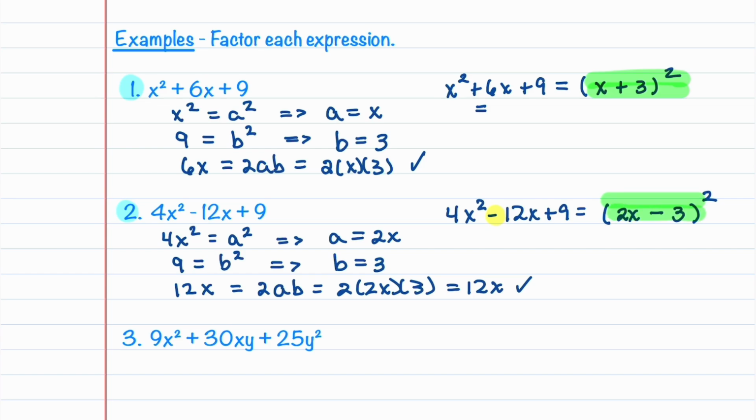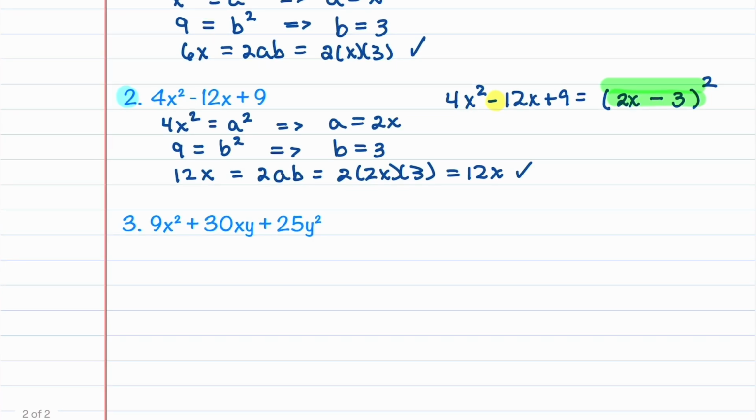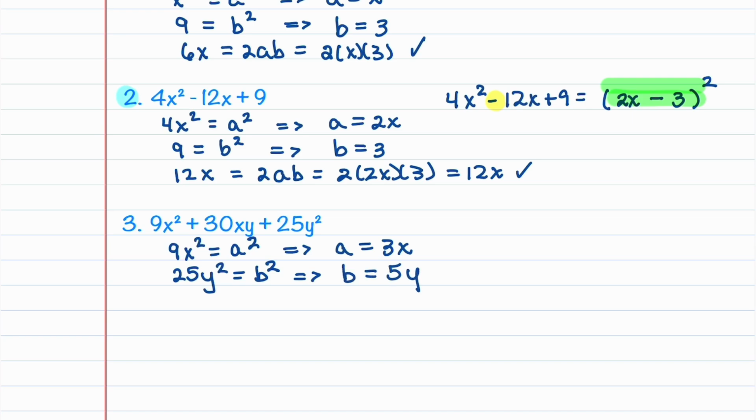Let's do one more. You might want to pause the video and see if you can do this one on your own. It's hard, but I bet you can do it. I'm going to start by letting our first term, 9x squared, be equal to a squared. And then we'll take the square root of both sides, and we'll get that a is equal to 3x. And then I'm going to take our last term, 25y squared, let that equal b squared. Take the square root of both sides, and we get b is equal to 5y.